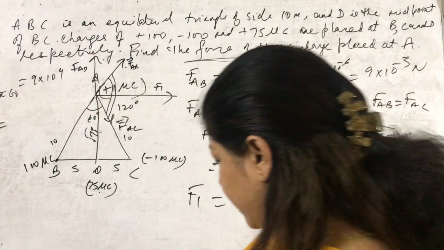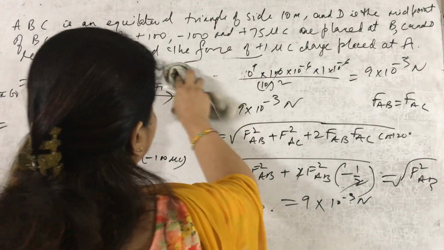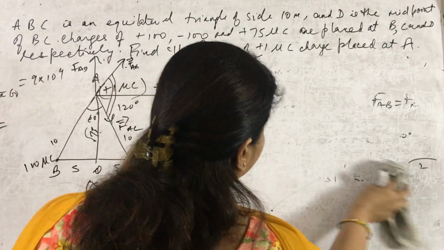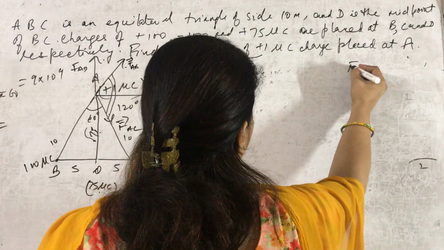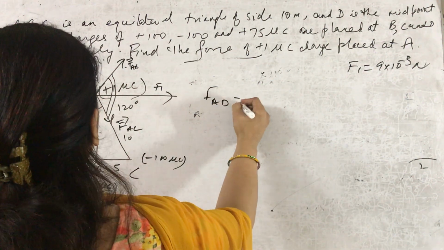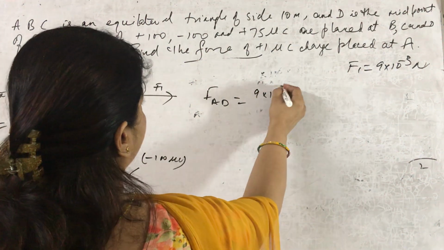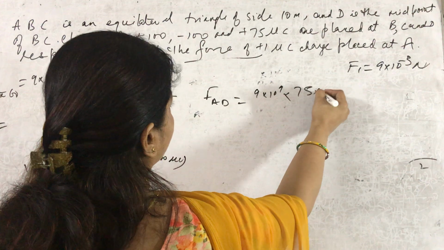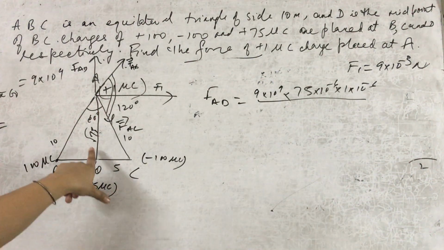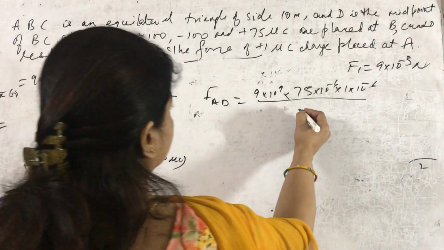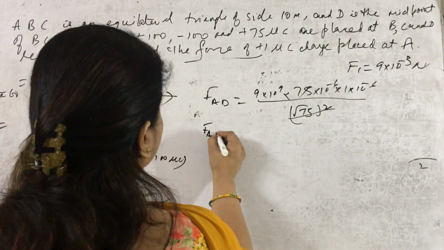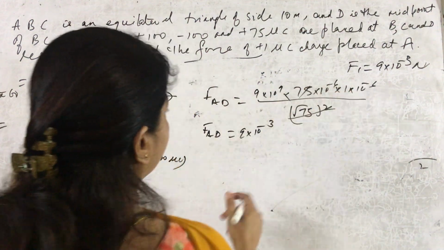Let us compute for this also. We had one value out there. Let us write F1 is equal to 9 into 10 to the power minus 3 Newton, which we calculated. FAD between these two is 9 into 10 to the power 9, the charge here is 75 into 10 to the power minus 6, and here it is 1 into 10 to the power minus 6, divided by the square. The square of root over 75 is 75 only, so this goes off. And again you are left with FAD is equal to 9 into 10 to the power minus 3.